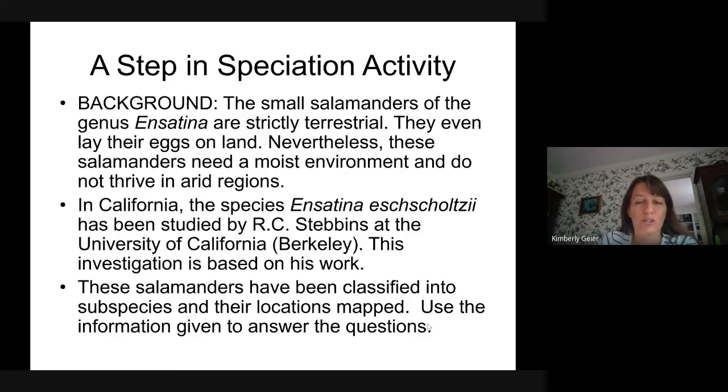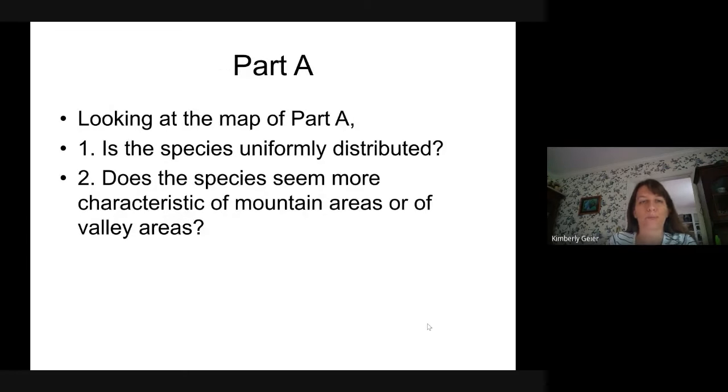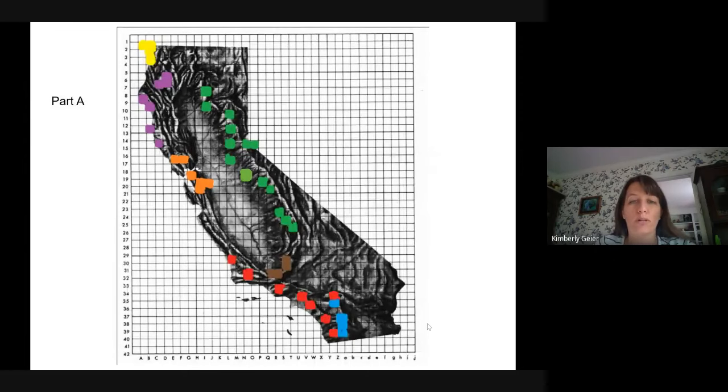And you're going to answer these questions using your Edpuzzle questions that are going to pop up as we go. And just try your best on the questions. I'll make sure you have all the correct answers to fill into your book. So for part A, we're going to look at a map, and I want you to see, is the species uniformly distributed, and does the species seem more characteristic of mountain areas or of valley areas? So here is our map of California, and every colored dot that you see is a place that they have found salamanders.